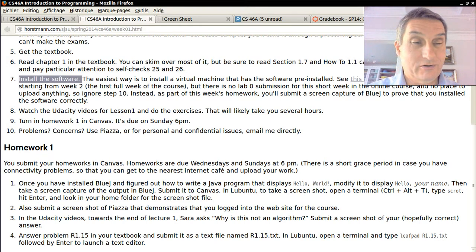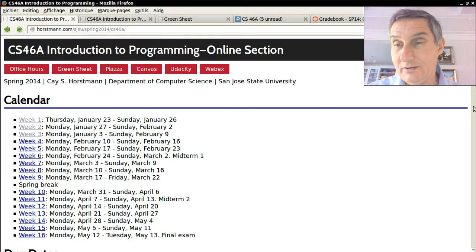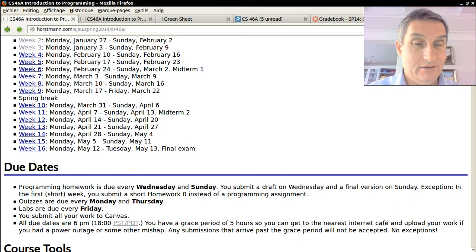From then on, the other homeworks are going to be more involved, and they're going to ask you to write programs. You're going to be writing 3 small programs per week. So in fact, if you go back to the course page, have a look at the section on due dates, that tells you how the course is going to work. So programming homework is due every Wednesday and Sunday. The way we do it is that we'll tell you on Monday what the homework is, and then on Wednesday we ask you to put in a draft.